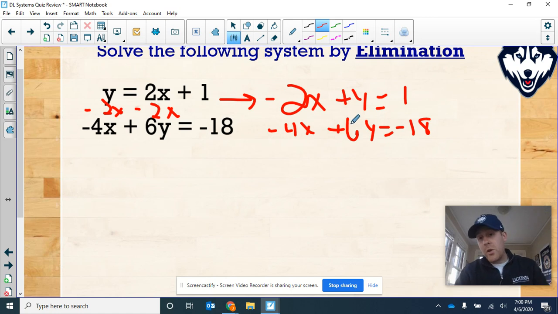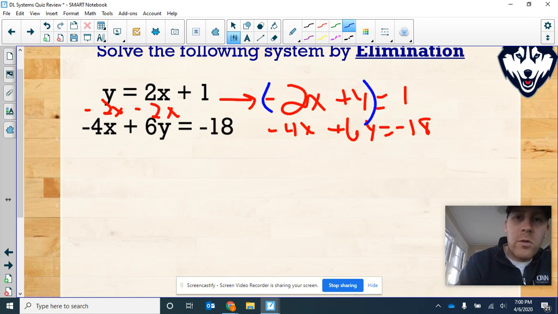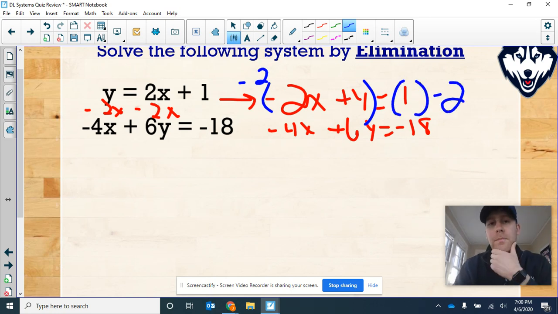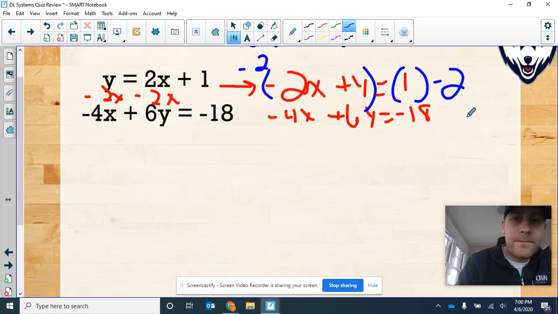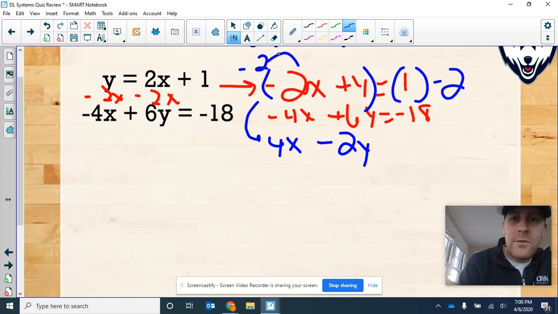So what we're going to do is multiply one equation through by a number. I'm looking at this x term here, and I said, well, if this x term had a coefficient of positive 4, I know positive 4 minus 4 would give me 0. So let's multiply this equation everything through by a negative 2, because negative 2 times negative 2 will give me positive 4. When we do that, we get 4x minus 2y, because we distribute that negative 2 to both terms, and it's going to equal negative 2.